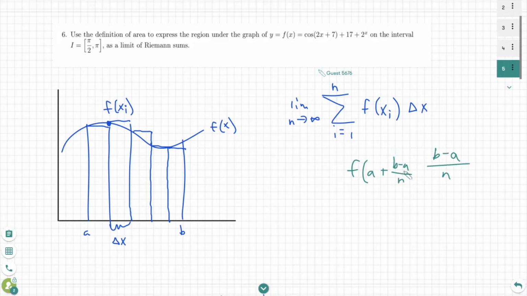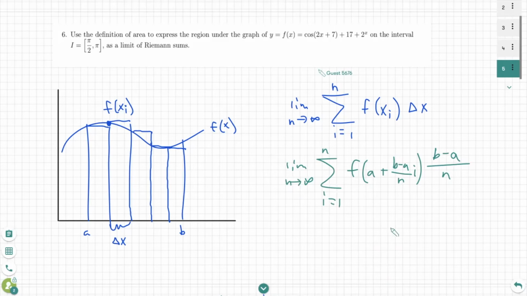So if I want to get the ith rectangle, what would... Just multiply times i. Okay, and then that should be the more precise formula. Does that make sense? Yep, that does.